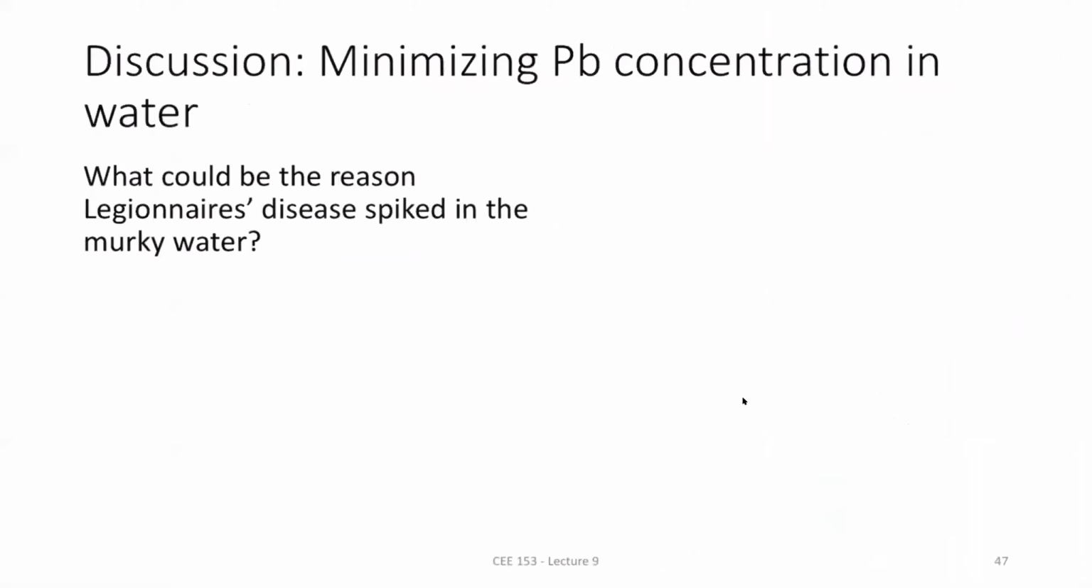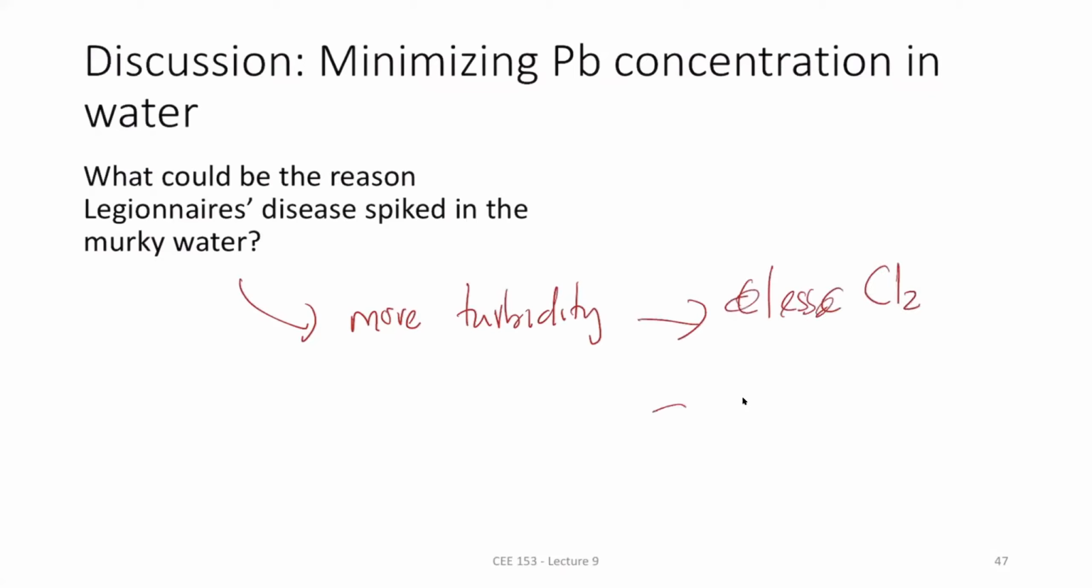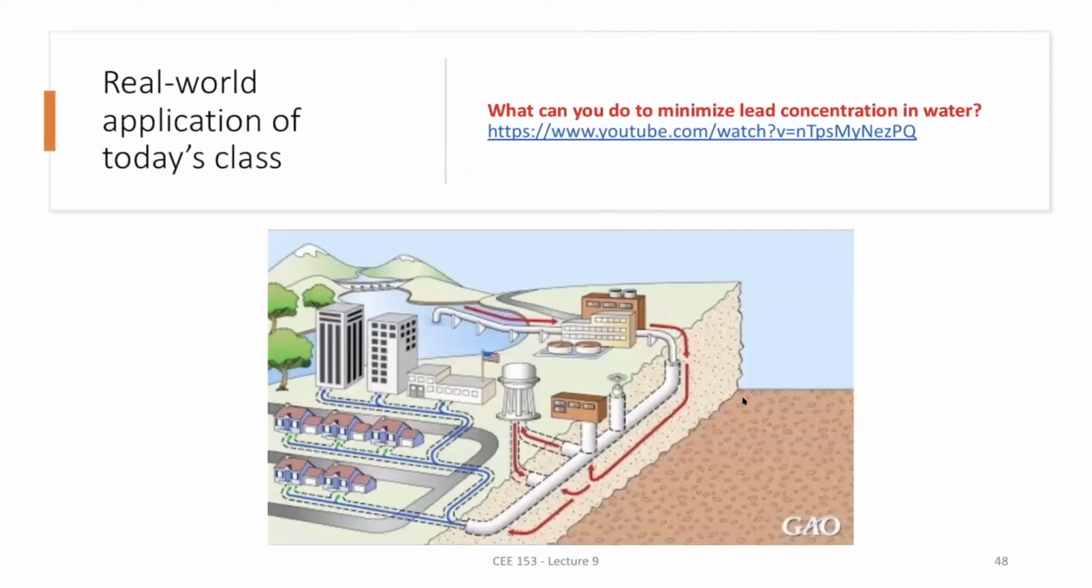So we now learn the point is how to minimize lead concentrations. Again, I explained this one, I just want to write it. More turbidity implies that less chlorine is available for disinfection. That means bacteria grow. That's the answer. But the last one is how to minimize it.